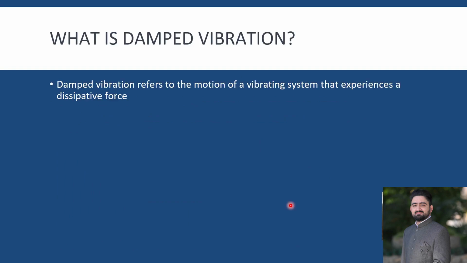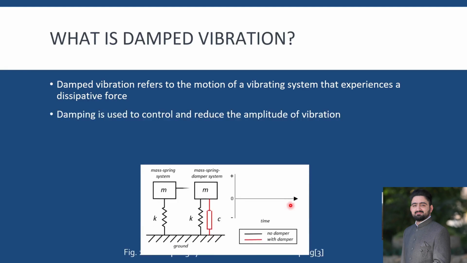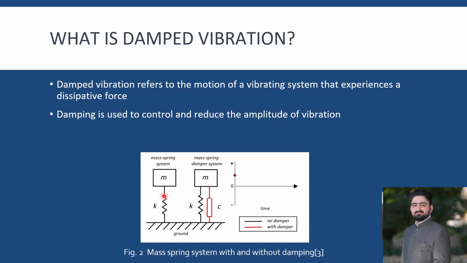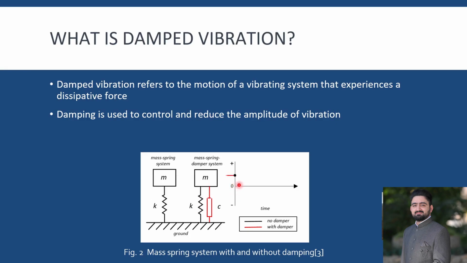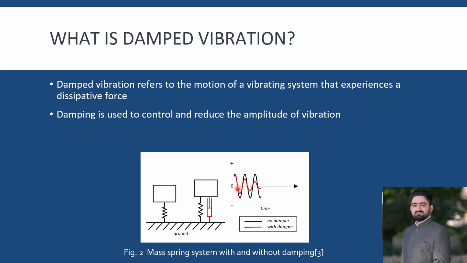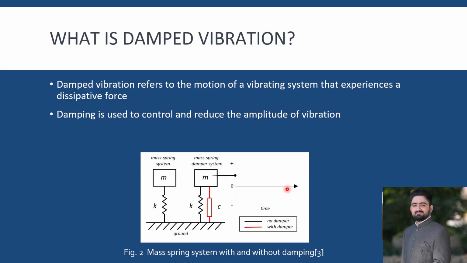It is basically a dissipative force that diminishes the vibration with time. For example, if we look at this figure, you will see we have two mass spring systems. One is undamped and the other is damped. If we look at the amplitude and time graph of these two mass spring systems, you will see that the amplitude of a damped system is decreasing with time and eventually diminishes. This is because of the damper.